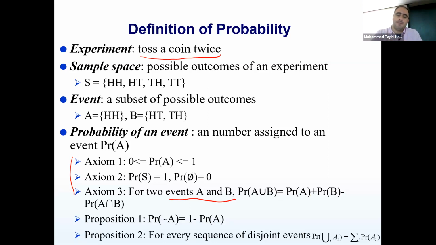Let's see some examples here. The first one is that the probability of not A is equal to 1 minus probability of A. And the second one is that for every sequence of disjoint events, meaning sets which don't have any intersection, the probability of the union of the Ai's is important. So what's the meaning of this? It means all the Ai's that we have. In general, we have A1 to An, these are the sets that we have, and this means the union of all of them.